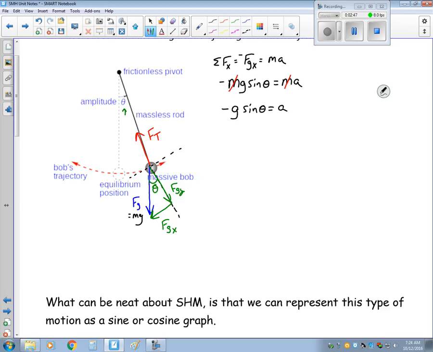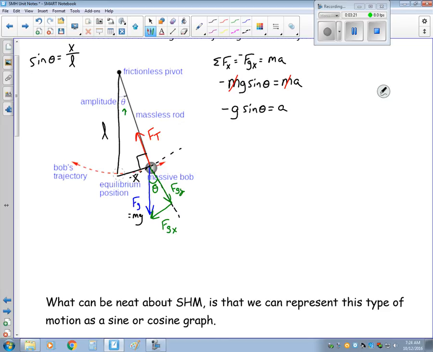Well, notice that I could represent this string as a right triangle, where the hypotenuse would be the length of that string, and then this distance that I'm pulling it away from its equilibrium point, I can call that x. So then, sine of theta equals opposite over hypotenuse.